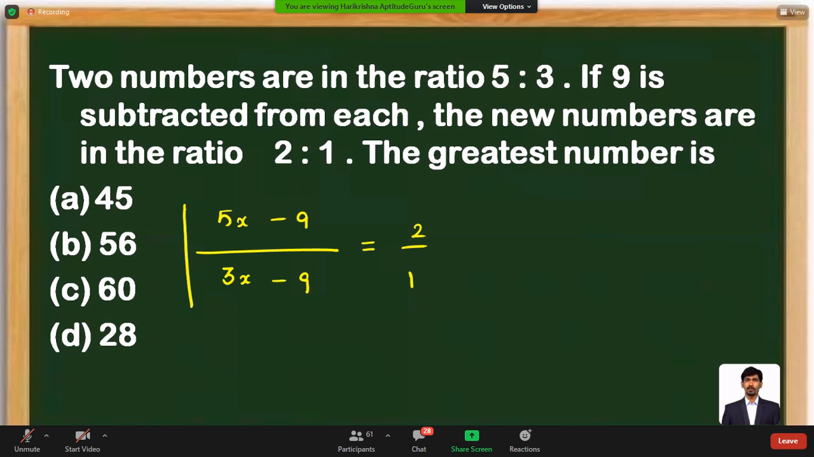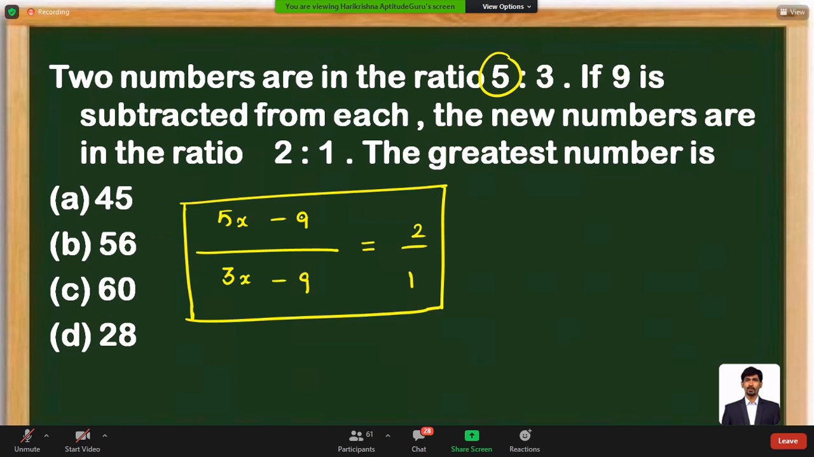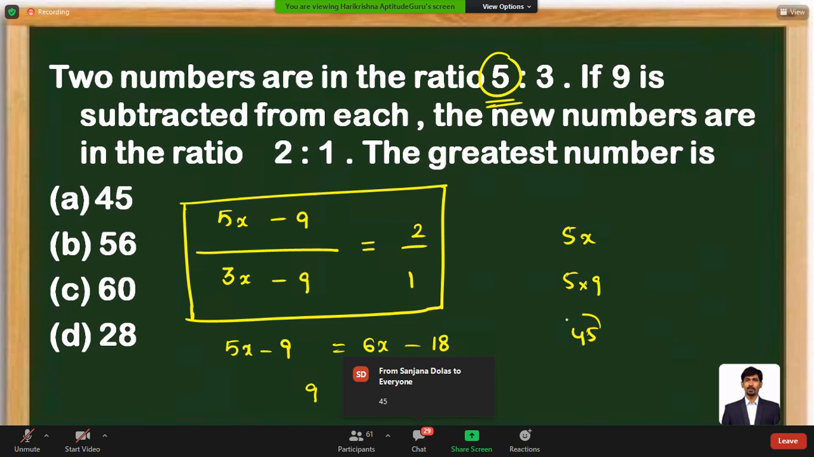What is the greatest number is the question. The greatest number is going to be a 5 multiplier, right? I am just taking it like this and doing the cross multiplication. 5x minus 9 is equal to 6x minus 18. From this, x is equal to 9. They are asking the greatest number. The greatest number is 5x, that means 5 into 9, which gives a result of 45, which is available as option A for us. You can mark it as option A.